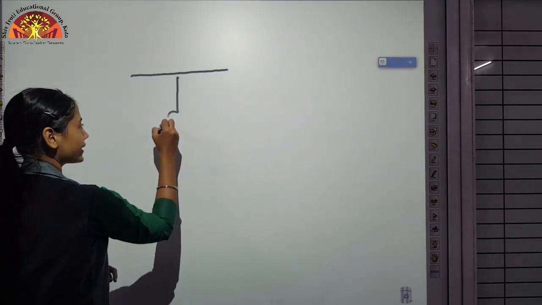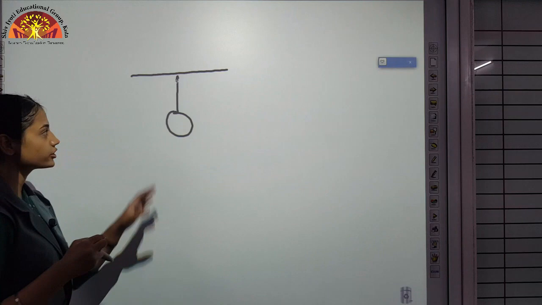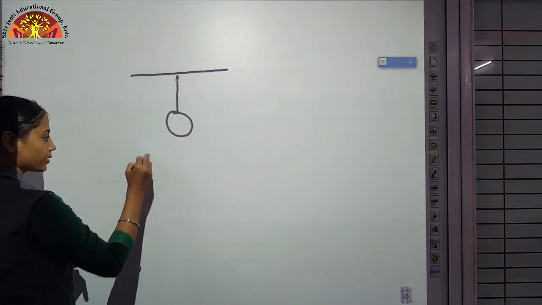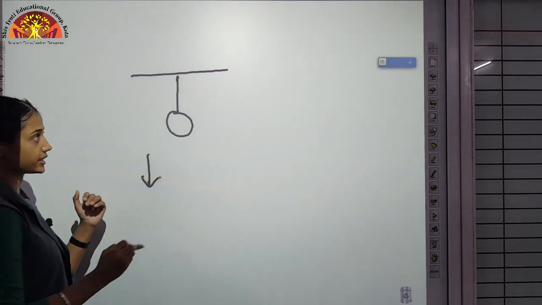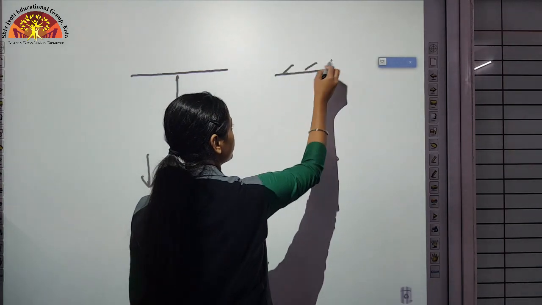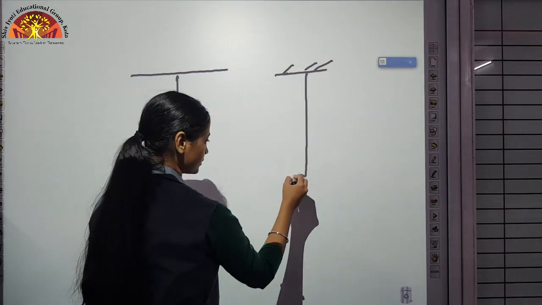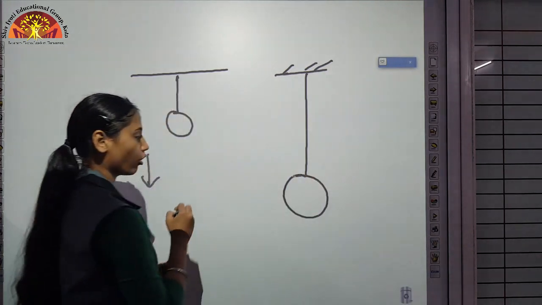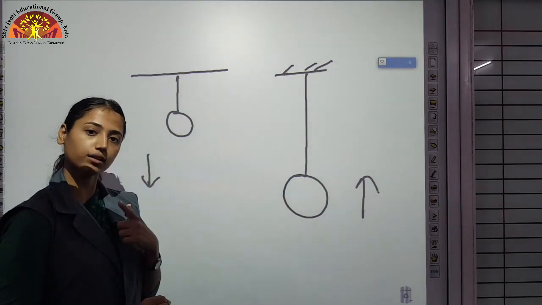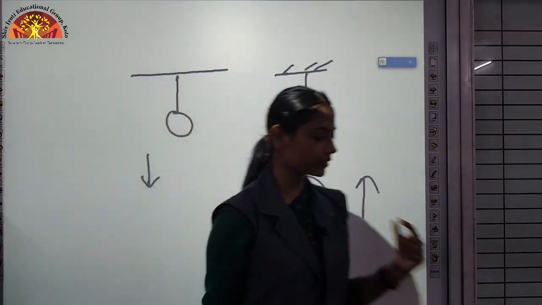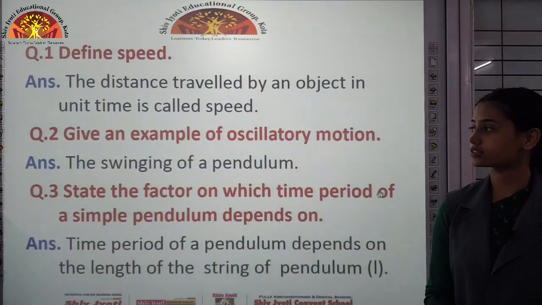If we are taking a short string, then the time period will be less. It will cover one oscillation in less time. But if the length of the string is longer, then it will take more time to cover one oscillation. So it is dependent on the length of the string. Understood?